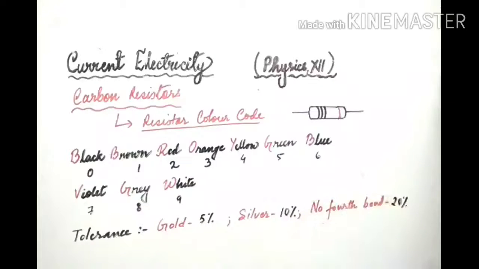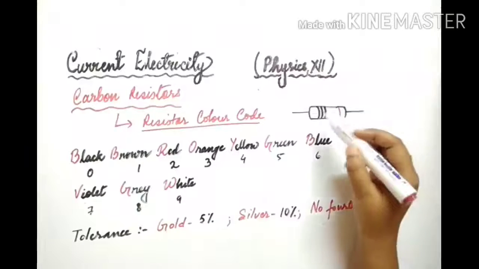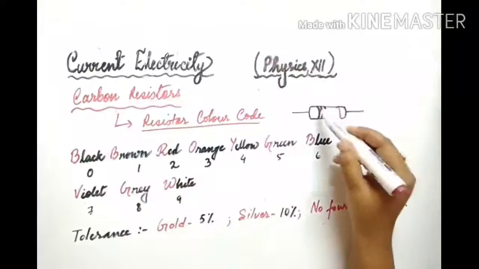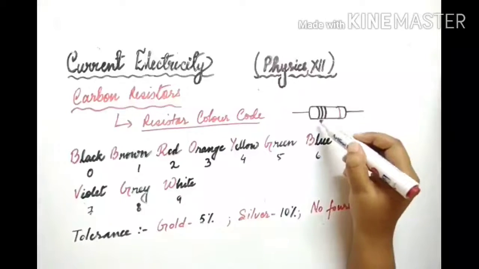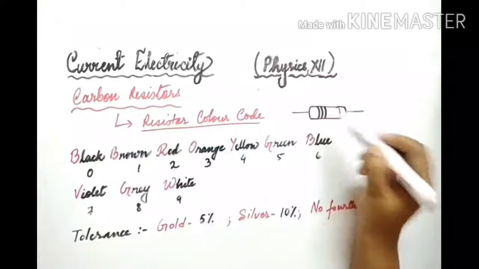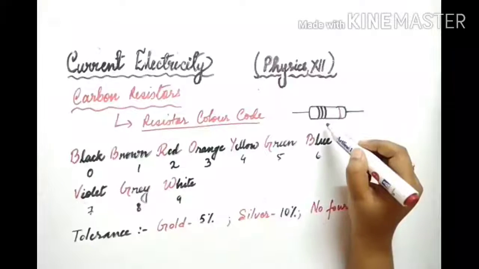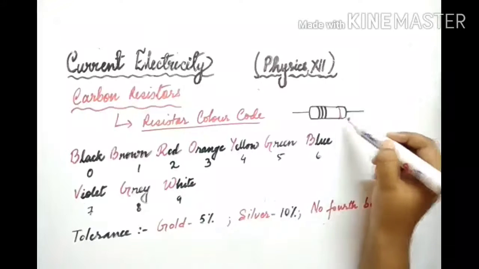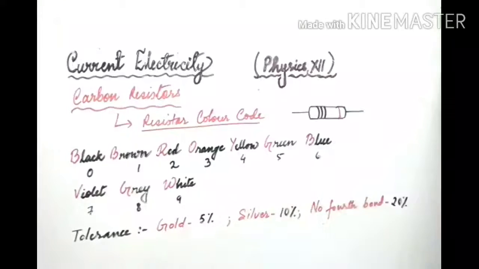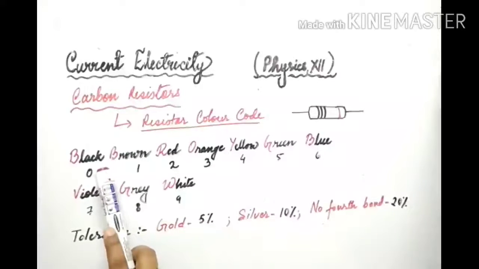In carbon resistors, we have various color indications. We have bands through which we can calculate the resistance of a carbon resistor, and these bands are colorful. They are indicated with different colors through which we can calculate the resistance, and there is another fourth band which is known as the tolerance of the carbon resistor. So the colors are arranged in this manner. The color codes are given in this manner.